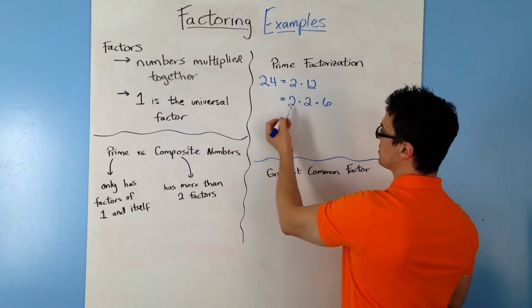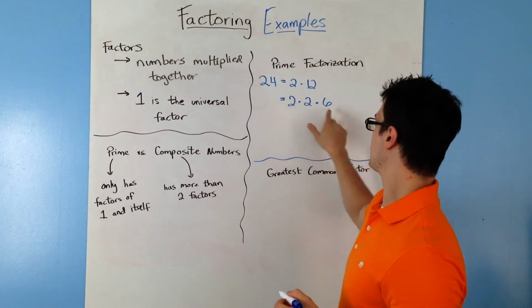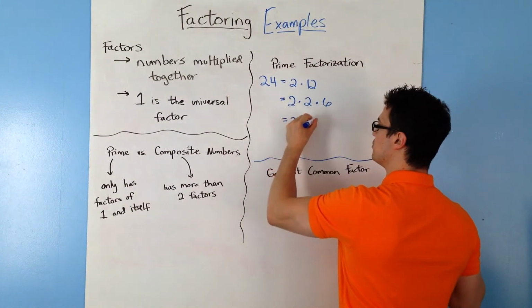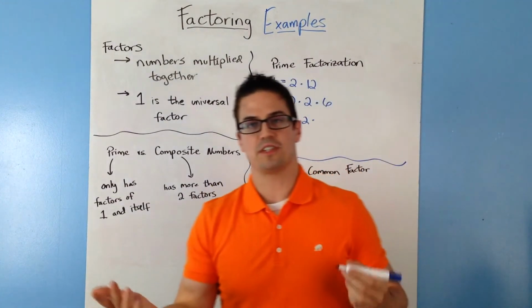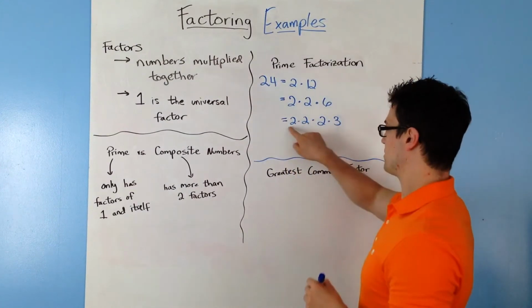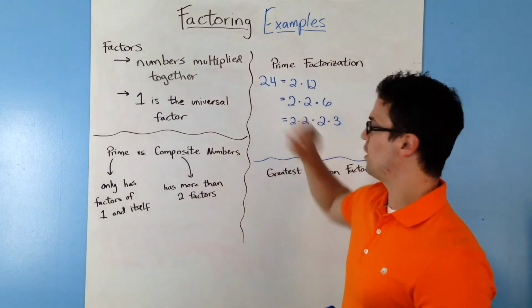Alright, so 2 times 12 is equal to 2 times 2 times 6. Okay, 2 and 2 are prime, so we're good here, but 6 is still not prime. You're going to want to break that down, so I'm going to have 2 times 2 times, well, 6, and you end up with 2 times 3, and then you notice every single one of these numbers is prime. So this would be the prime factorization of 24.